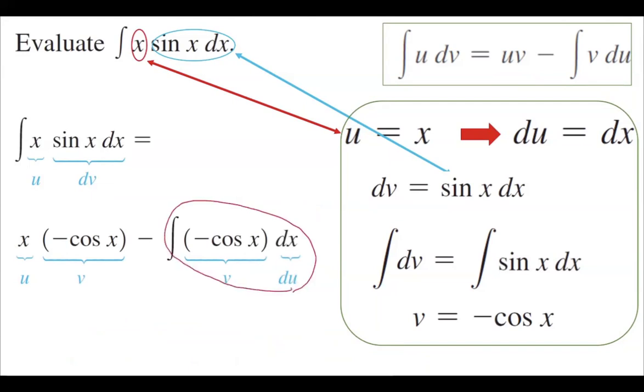So we don't have any issue calculating this integral. It means that the choice of u and dv were correct. This integral is negative x cosine x, and the integral of cosine x is sine x. Don't forget the constant of integration at the end.